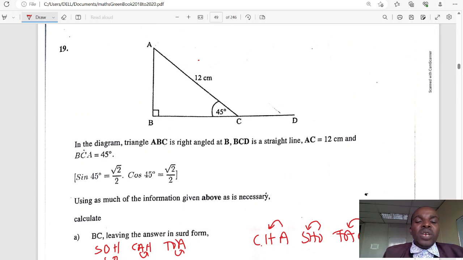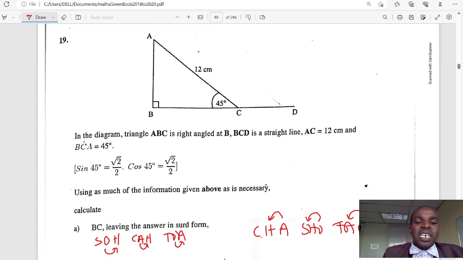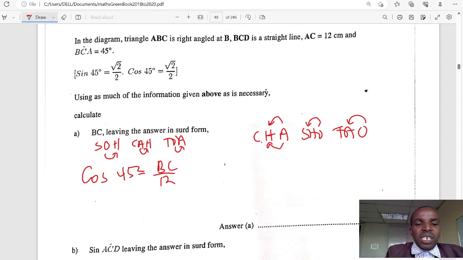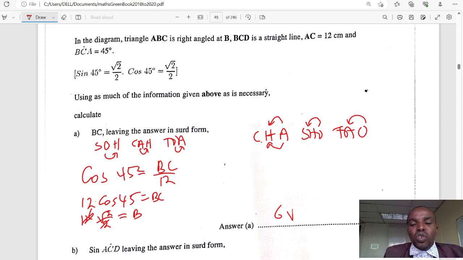So check which side you are given and which one you are supposed to find. You are given the hypotenuse, and we have to find the adjacent, so it's cos. You say cos of the angle 45 is equal to adjacent, which is BC in this case, over hypotenuse, which is 12. You cross multiply: 12 cos 45 is equal to BC. What is cos 45? It is root 2 over 2. So 12 times root 2 over 2 is equal to BC. 2 into 12 is 6, so it will be 6 root 2.